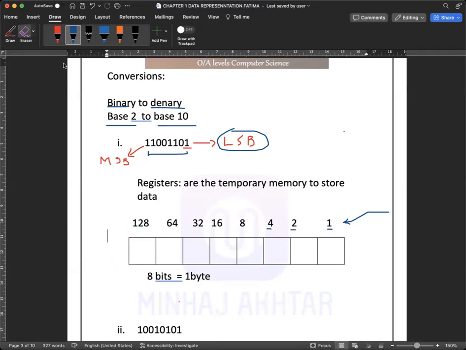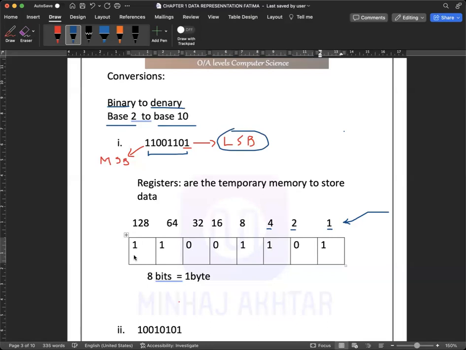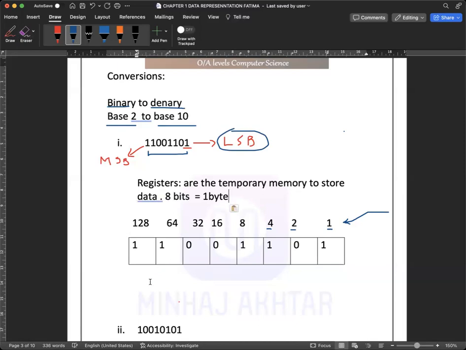Now, what do we have to do next? We need to write down the question into the registers. So 1, 1, 0, 0, 1, 1, 0, 1. Now, what do we have to do next? You have to add the numbers which have 1 over them. So 128 has 1, plus 64 has 1, plus 8, plus 4, plus 1. Can you add it for me and tell me the answer?